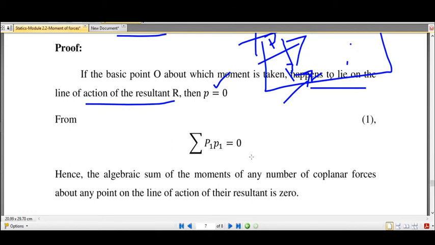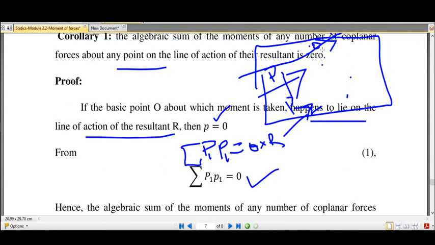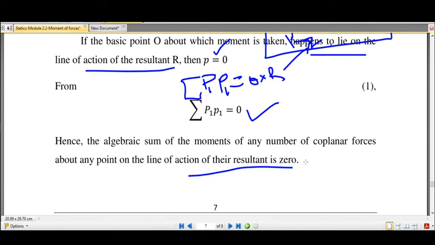Therefore, from equation number 1, summation of B1 into small b1 is equal to 0 into capital R. Therefore, we get summation of B1 into small b1 is equal to 0. Hence, the algebraic sum of the moments of any number of forces about any point lying on the line of action of the resultant is 0. If the resultant passes through the fixed point O, then the algebraic sum is equal to 0.